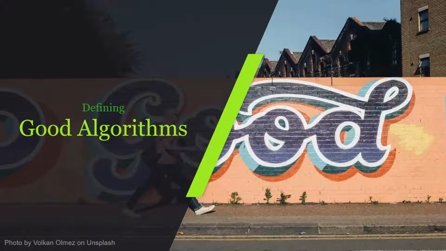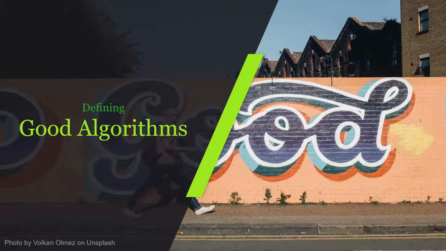Now that we know what algorithms are and we've seen some examples of algorithms through linear search and bubble sort, we want to talk about how we define what a good algorithm is. How do I look at an algorithm and say that is a good algorithm? So that's what this video is going to be about.